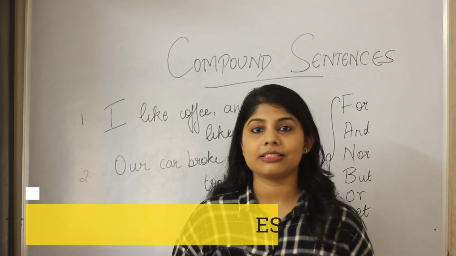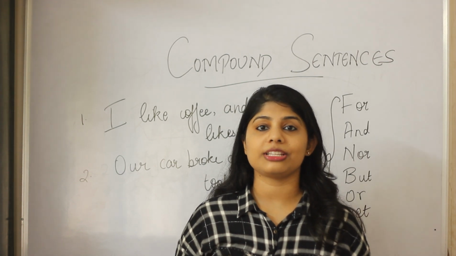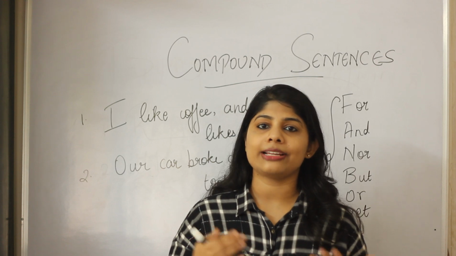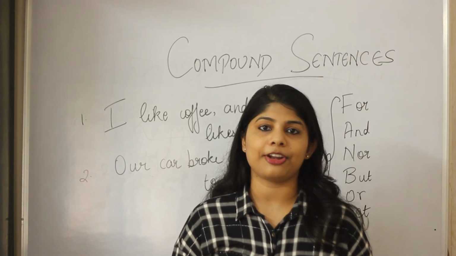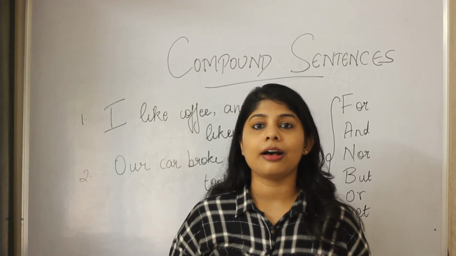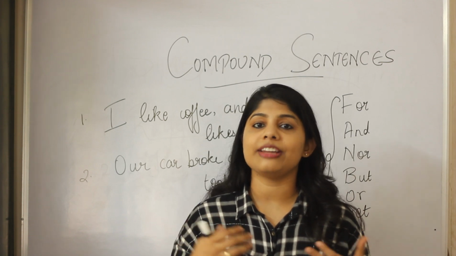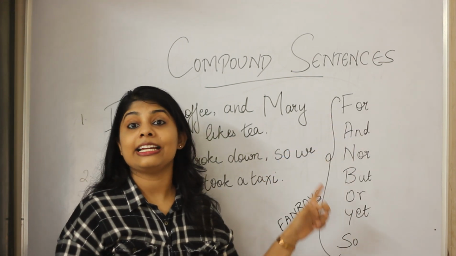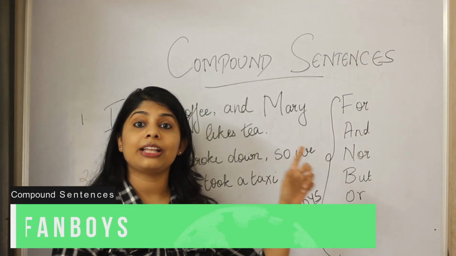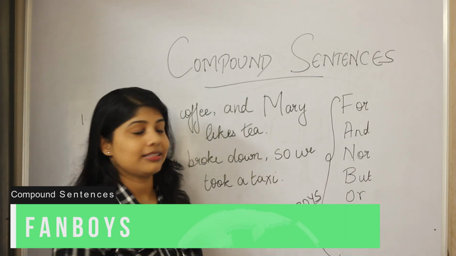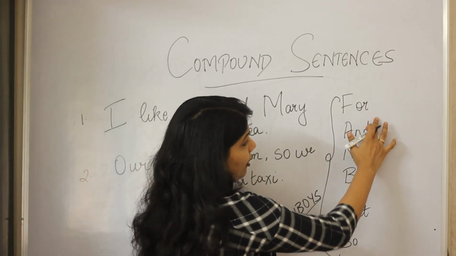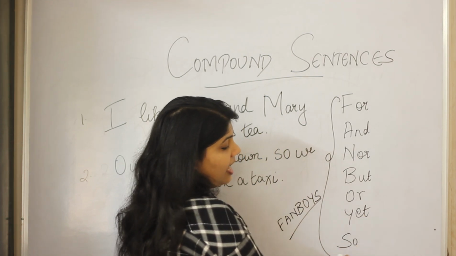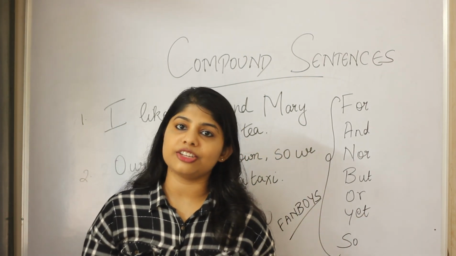The next type of sentence is a compound sentence. A compound sentence is used to bring two independent clauses together. Each of these independent clauses has its own subject and verb and hence can stand alone. They are connected together by something known as a coordinating conjunction. Here is a list of the coordinating conjunctions, and an easy way to remember is with the help of the mnemonic FANBOYS. Here, for, and, nor, but, or, yet and so are the different coordinating conjunctions.